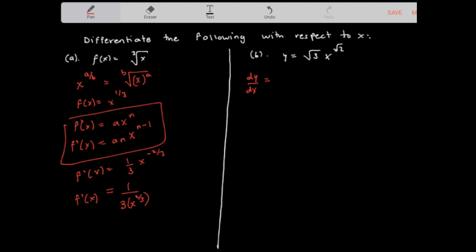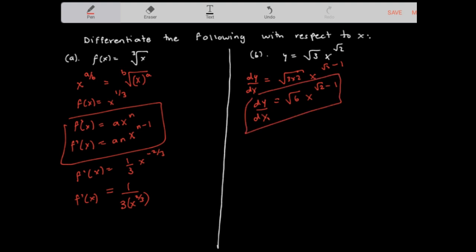So we do square root 3 times square root 2, and you can use the radical rules where you multiply the radicands, and then x to the power square root 2 minus 1. So this is basically square root 6 x to the power square root 2 minus 1. And you can leave your answer like that, because square root 2 is irrational and is going to contain decimals, so this is actually going to be more exact. And that is the derivative of the following.